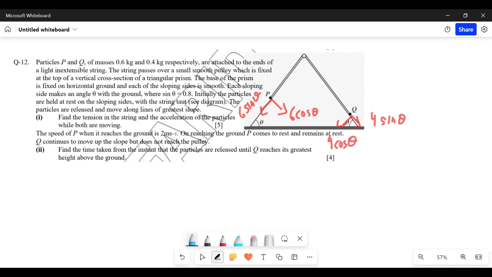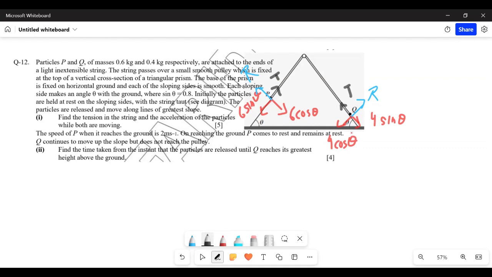Then we also have the normal contact force. I'm unable to make straight lines for some reason. Yeah, this would be R and this would be R, perpendicular to the contact, and we'll have tension pointing away from the object on both P and Q.